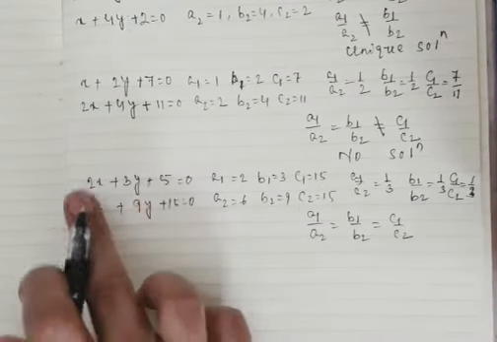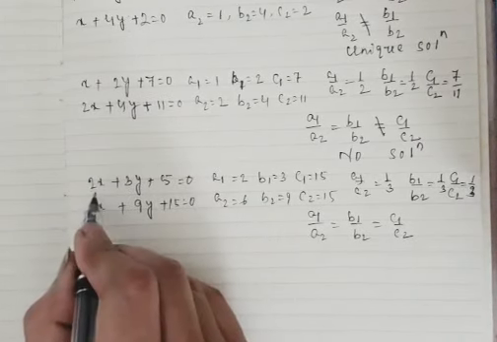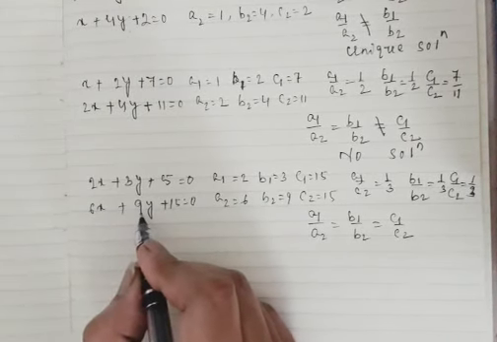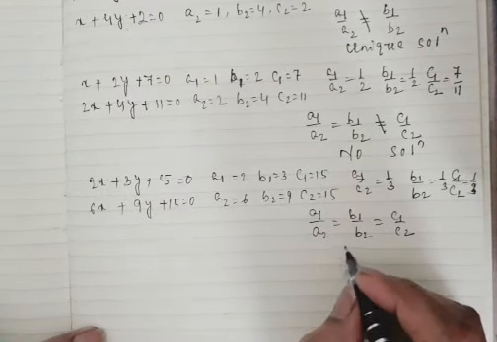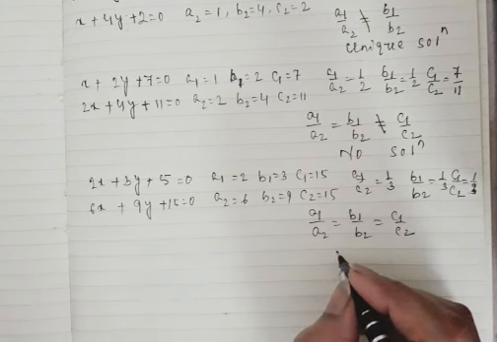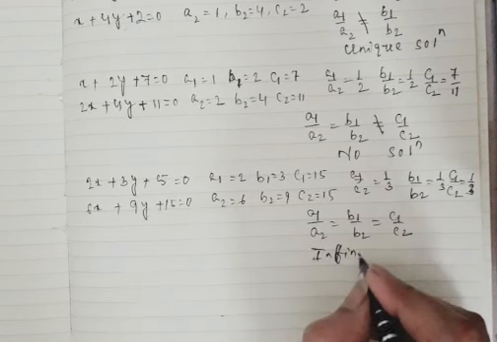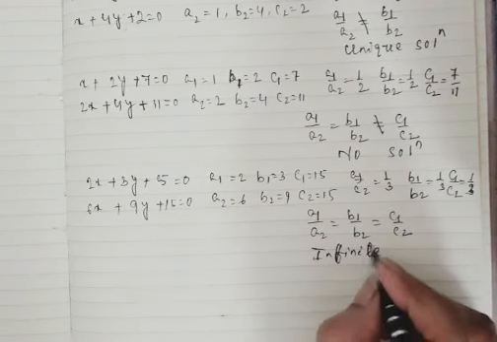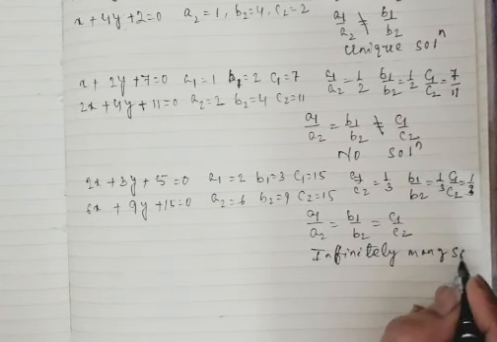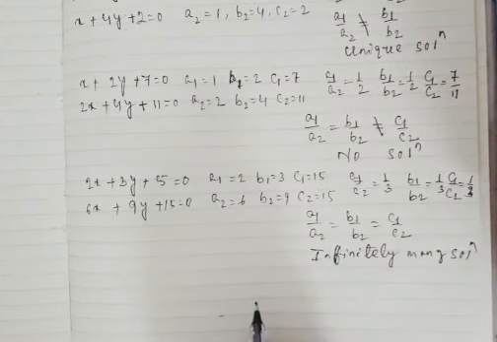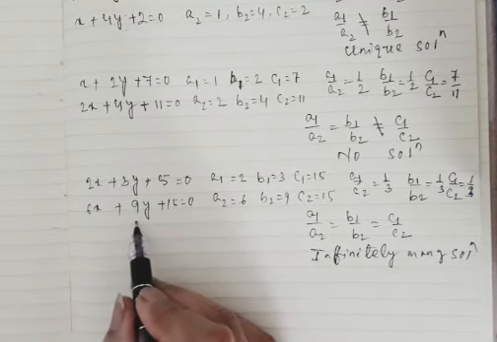So by comparing the coefficients of these two linear equations, if we find that a1 by a2 equals b1 by b2 equals c1 by c2, in that case they have infinitely many solutions. We can also say the graph of these two lines will be coincident lines.